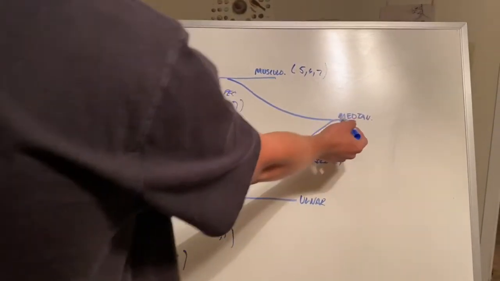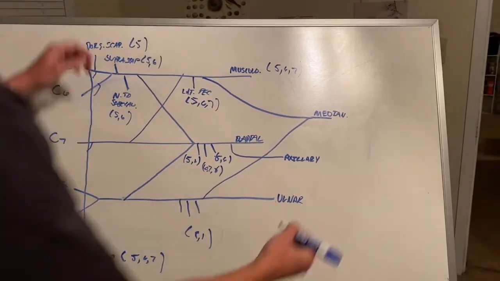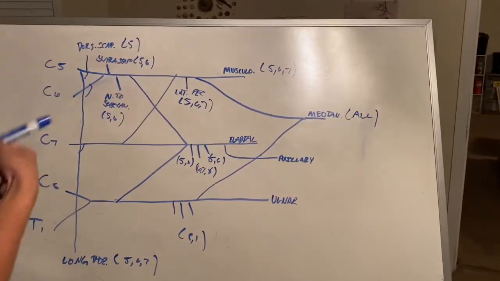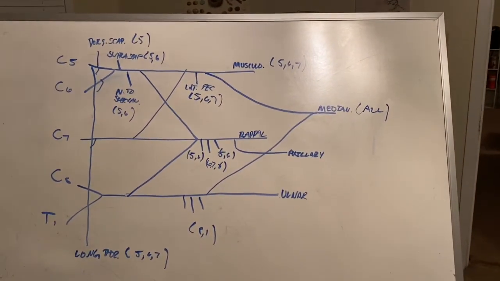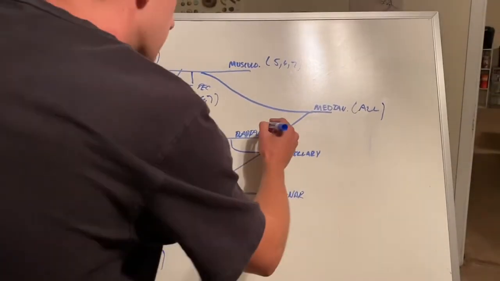Your median nerve, being right in the middle, is going to have contributions from the whole thing. So I'm going to write all. So that's C5, C6, C7, C8, and T1. Your radial nerve is the same thing as the median nerve. That's all of them.